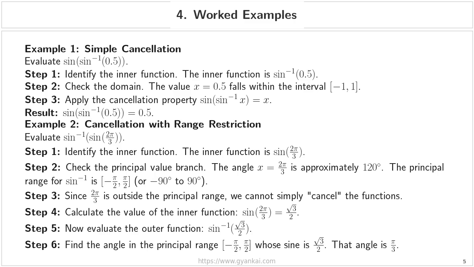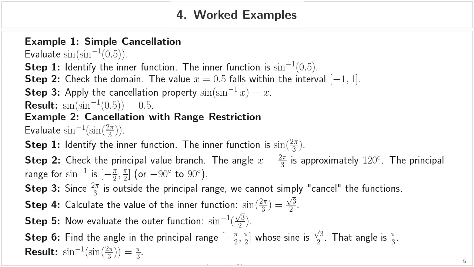Our goal here is to find the angle that falls within the principal range of -π/2 to π/2, whose sine is the square root of 3/2. That specific angle is π/3. Thus, the final result for this expression is π/3.